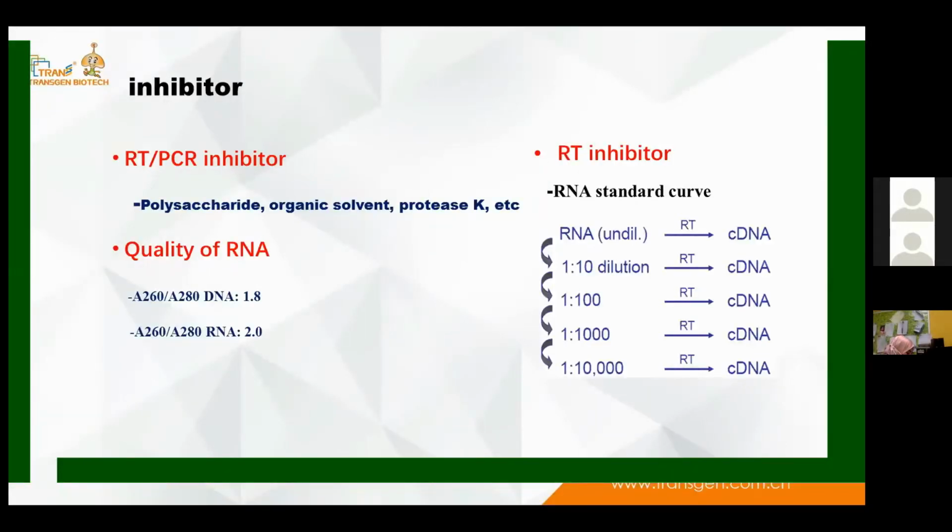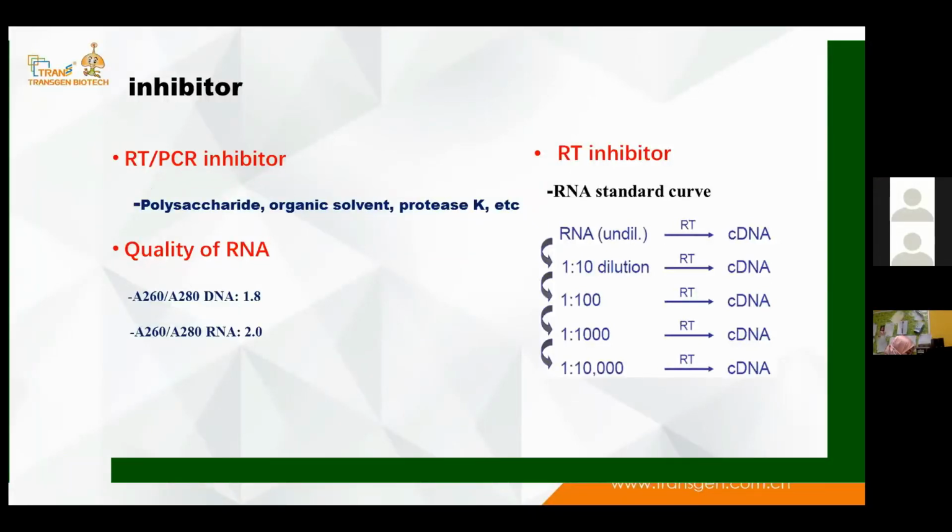Inhibitors show their effect based on concentration. So in this case, we do a 10 times dilution. It will dilute the concentration of the inhibitors and give a good result for the experiment. So we can do an RNA standard curve, choose the right dilution factor, and then use this dilution to do the whole experiment to avoid the inhibitors in the vector.